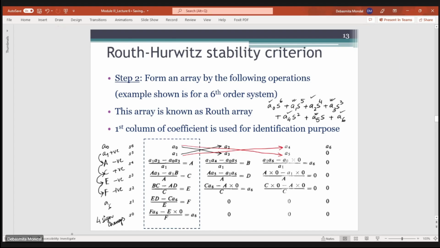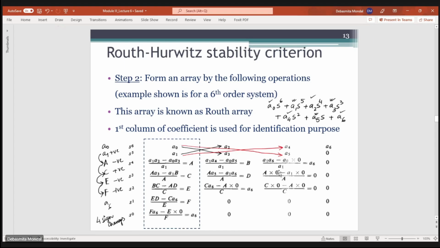first column. So that means the number of sign changes will indicate how many poles or how many roots of this equation are lying on the right half of the S-plane. So the moment you see that there are poles lying on the right half of the S-plane, you can say that the system will be unstable, and there will be this many poles on the right half of the S-plane.